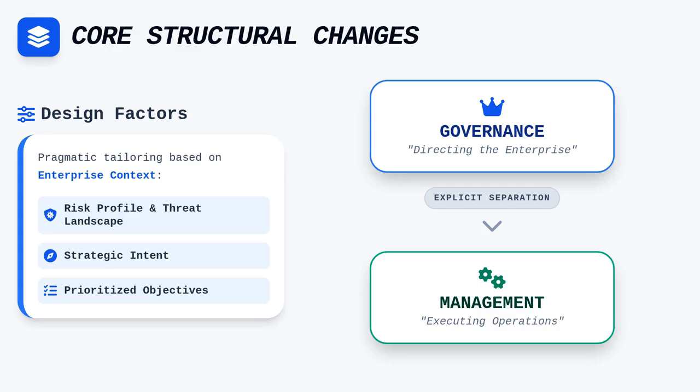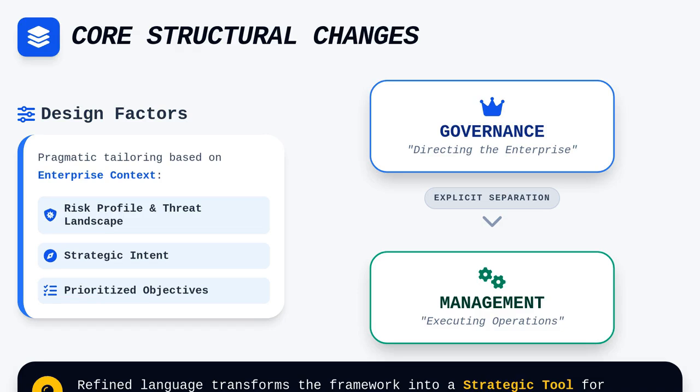This clarity is crucial because it prevents the blurring of lines that often leads to governance failing in practice. By refining the language and tightening the focus, the framework has become a tool that practitioners can use to argue for budget, focus, and structural changes.